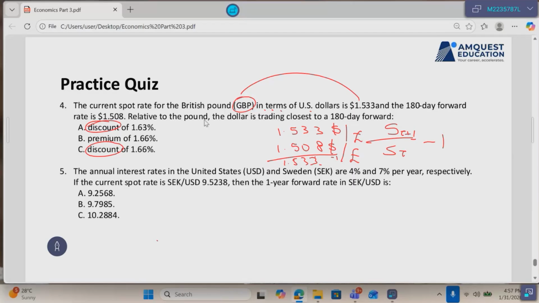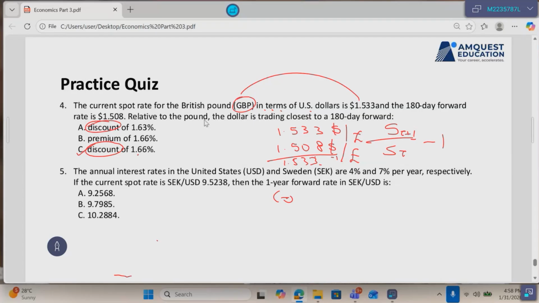It's a smaller number, so it's negative, right? What's the answer? Firstly, is it negative or positive? It is negative, minus. So that means it's a discount. How much discount? I think the answer is 1.66%. Check quickly on your calculators, guys: 1.508 divided by 1.533, minus 1. You will get the negative sign and the number mentioned. Clear? 180 day forward discount.